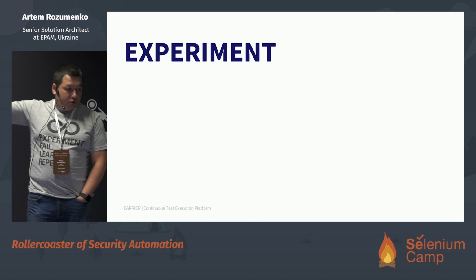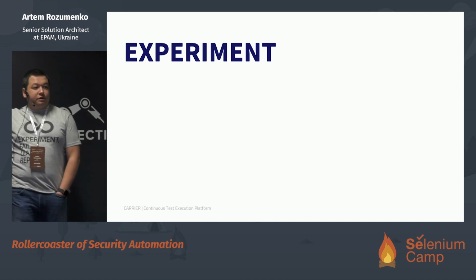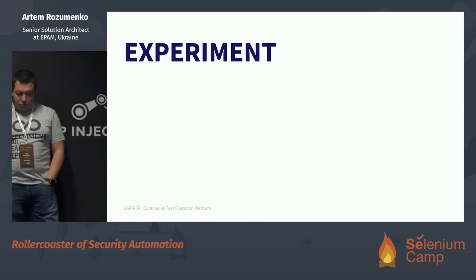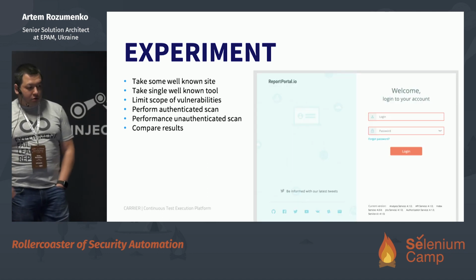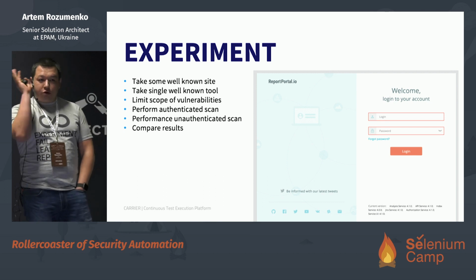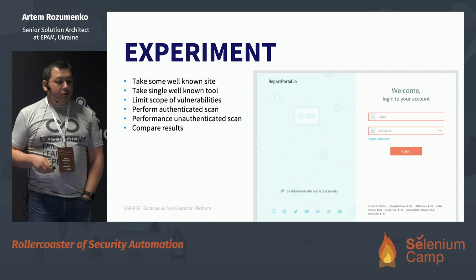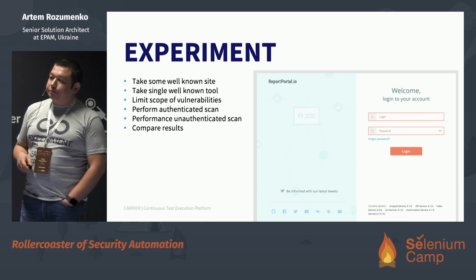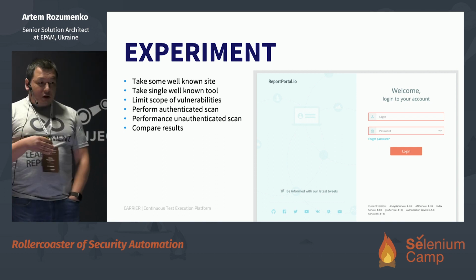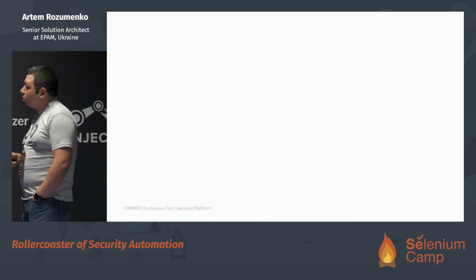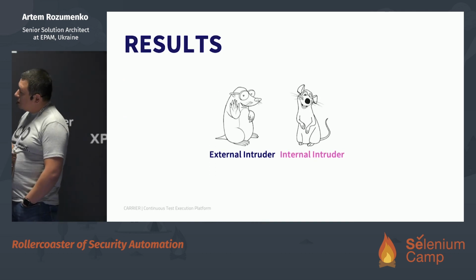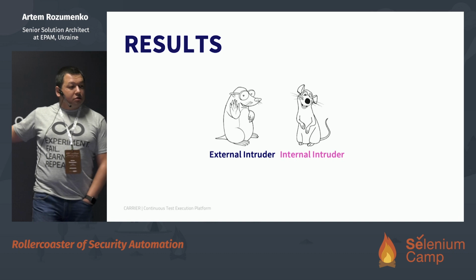What do we do? Another experiment. Very simple, you can repeat it pretty easily. Taking something, in my case I just took Report Portal and deployed it on my local machine, and ran different types of scans. That's what I get. Those are the results.